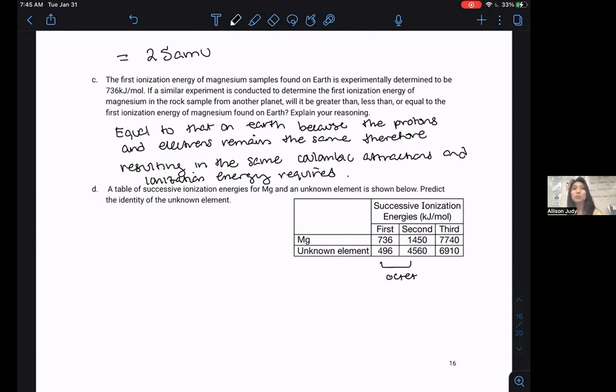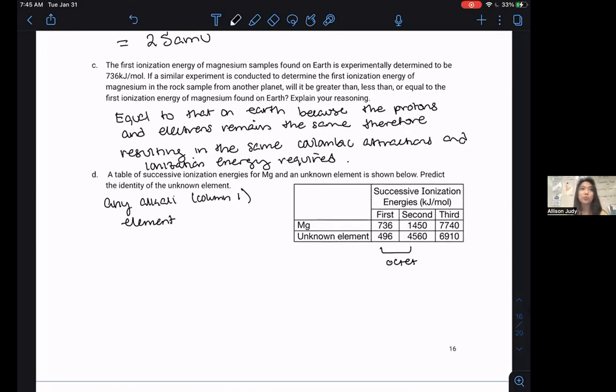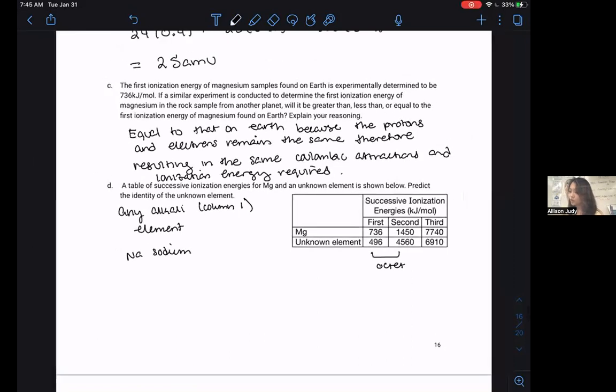So when we look at the periodic table, any alkali, column 1 element could be this unknown element. So we could choose anyone. We could just say sodium. You could say lithium, really, but that is kind of the big idea right here. So that is that question.